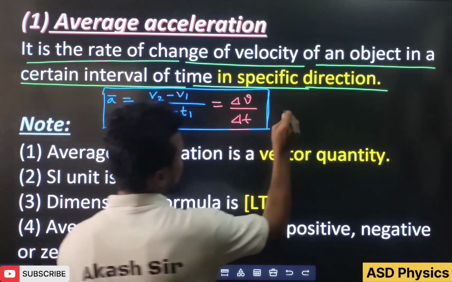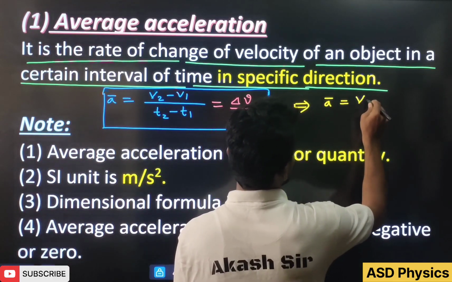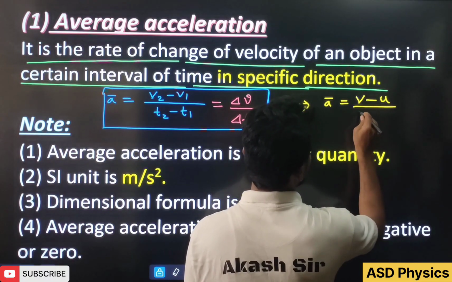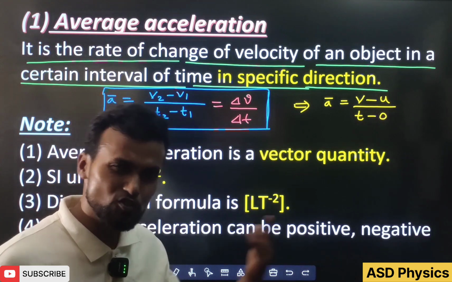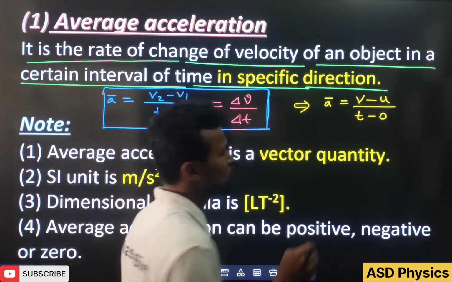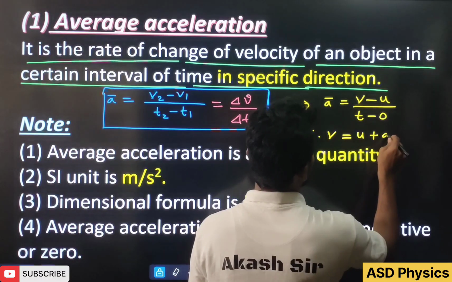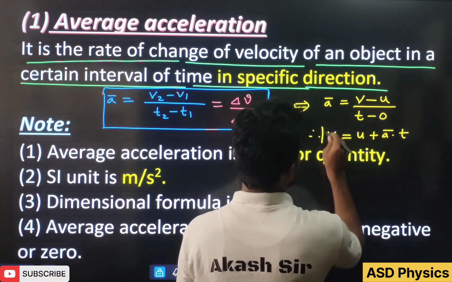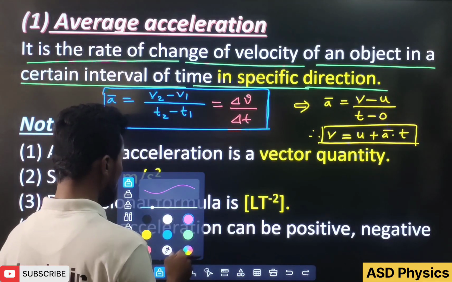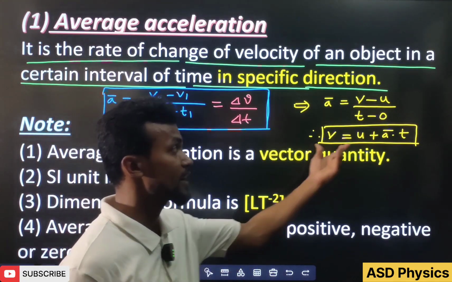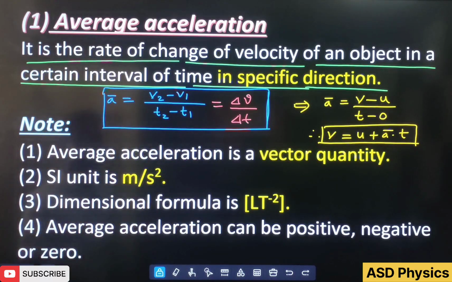Sometimes we write a bar equals final velocity v, initial velocity u, final time t, initial time 0. So a bar equals v minus u by t minus 0. This we used to see in our 9th, 10th standard. So we can write, you know very well, v equals u plus a bar into t, and this is the first equation of motion. This is only applicable whenever uniform acceleration is there. For which kind of acceleration is this equation valid? Uniform acceleration. I hope this is very clear to you.